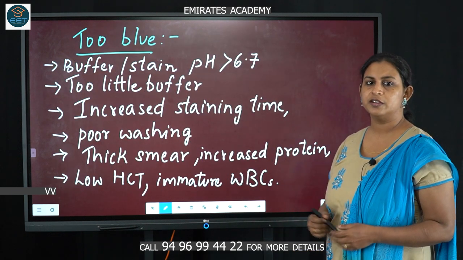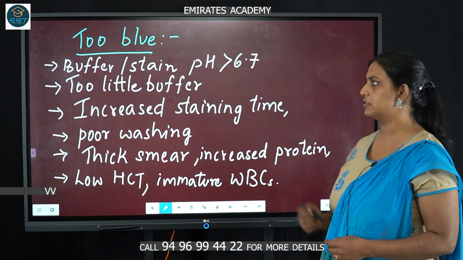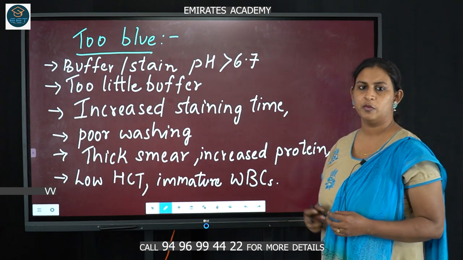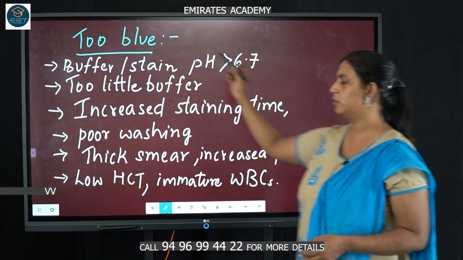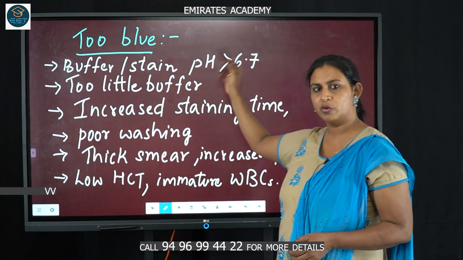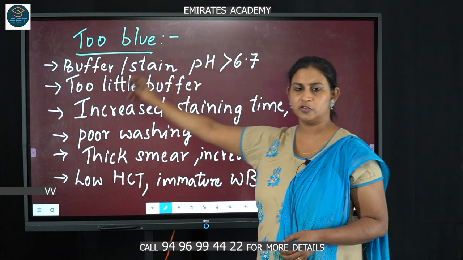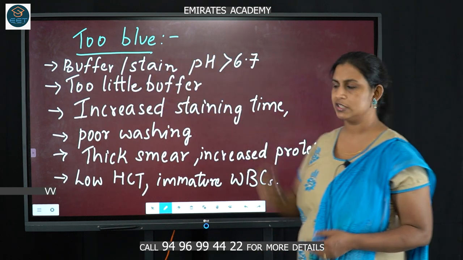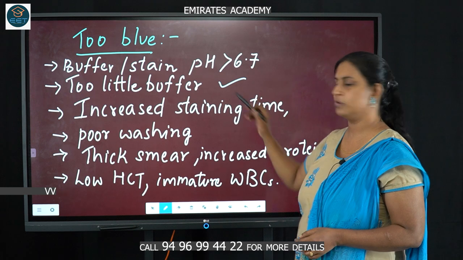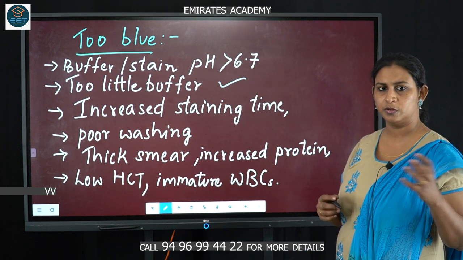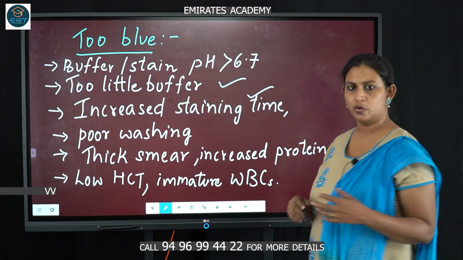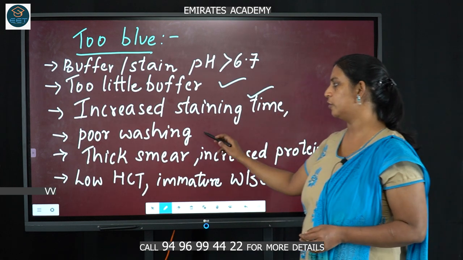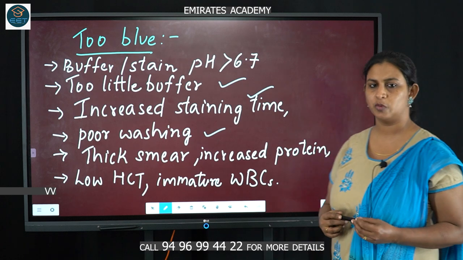Now what if the color is too much blue? What could be the reasons that our slide shows too much blue color when viewed under the microscope? It could be because the pH of the buffer or the stain is more than 6.4. It could be because too little buffer was used. It could be because the staining time was increased. It could be because the washing step was not done properly.